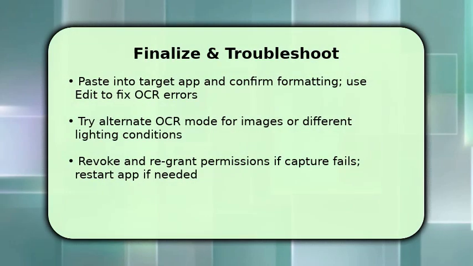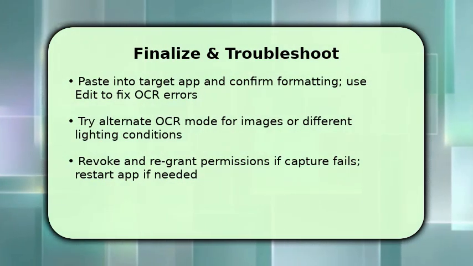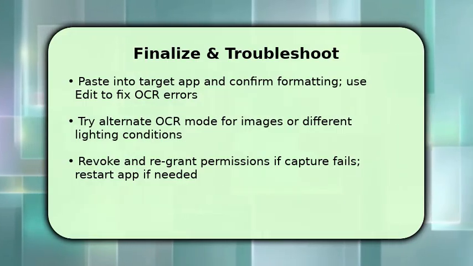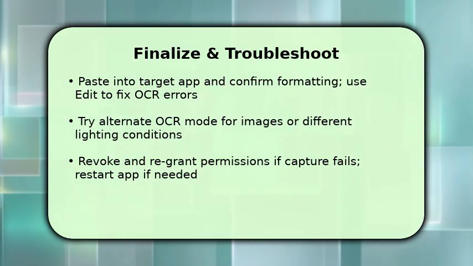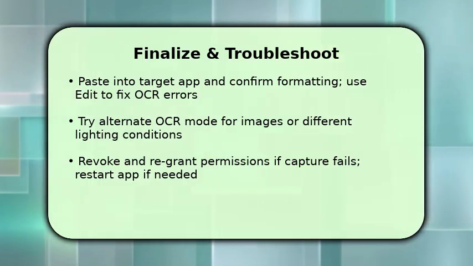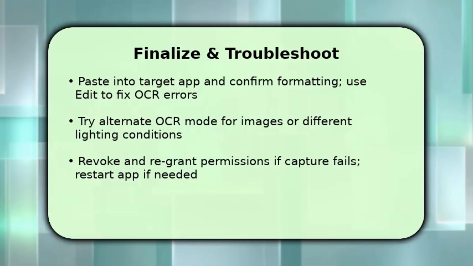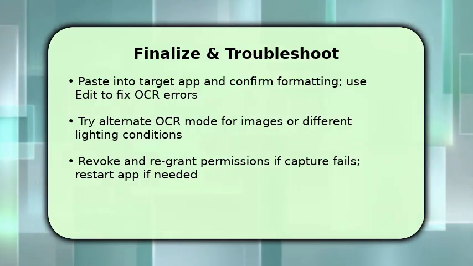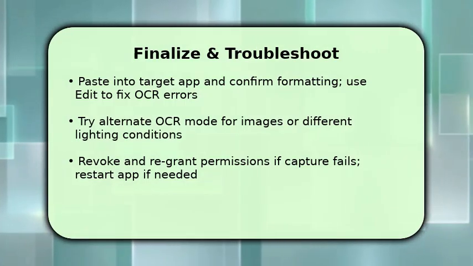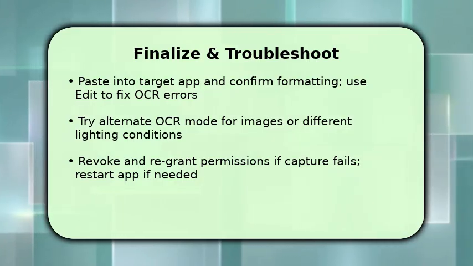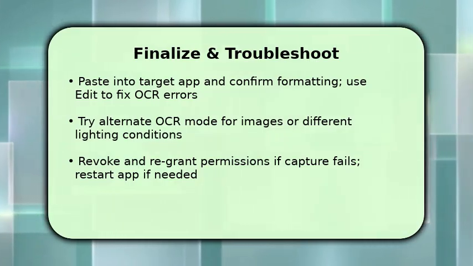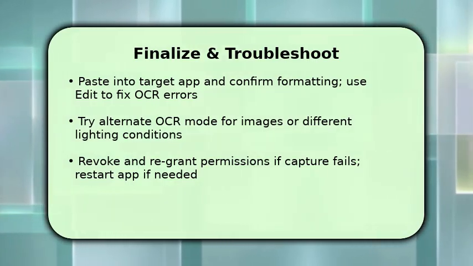Use the Edit option when available to correct capitalization or missing characters. If text won't detect, switch to the Image OCR mode or improve screen lighting and retry. As a key troubleshooting tip, if captures stop working, revoke and regrant accessibility and overlay permissions, then restart Universal Copy. This resets recognition services and usually resolves permission.